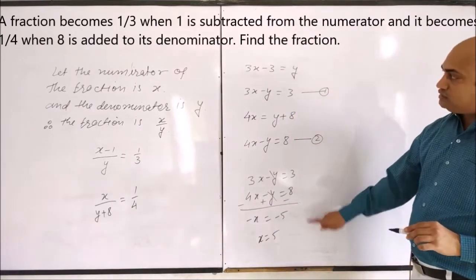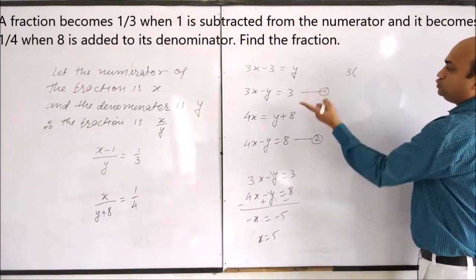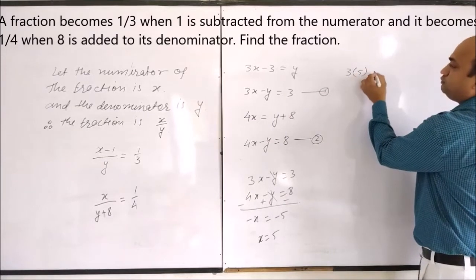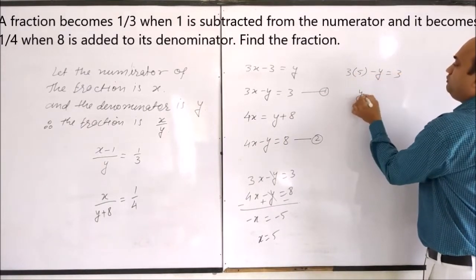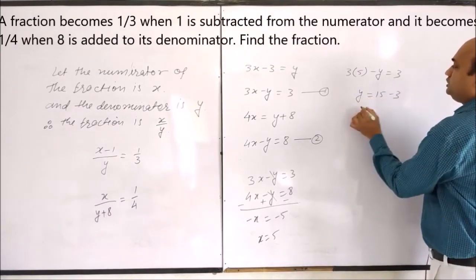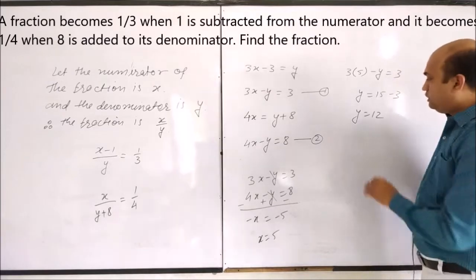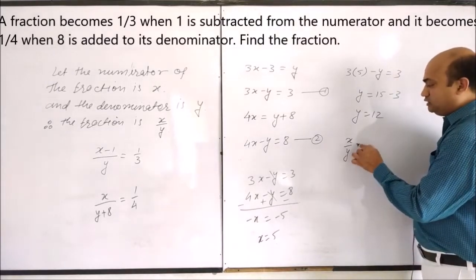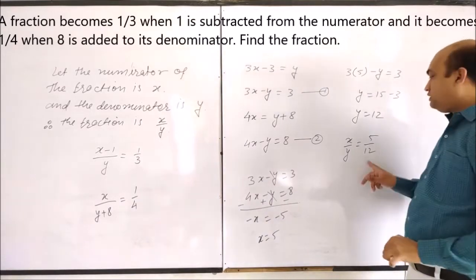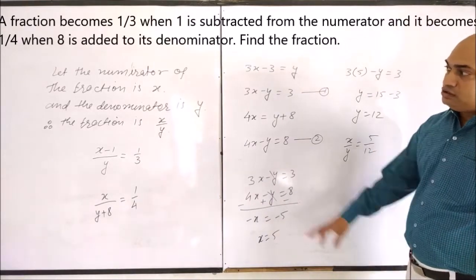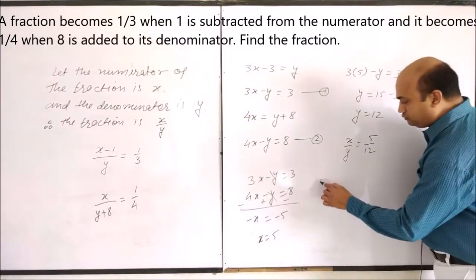This value of X we put in equation number 1. Equation 1 is 3 into X. X we put as 5, minus Y is equal to 3. So Y we will get 15 minus 3, that is 12. The fraction will be X upon Y, that will be 5 by 12. This is the final answer. At last we can write, therefore the required fraction is 5 by 12.